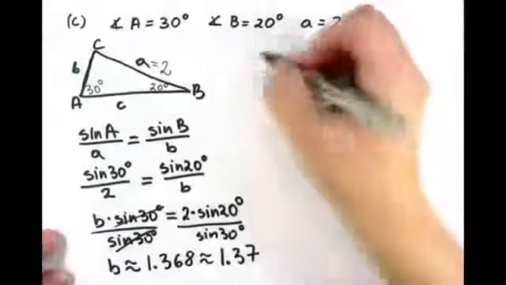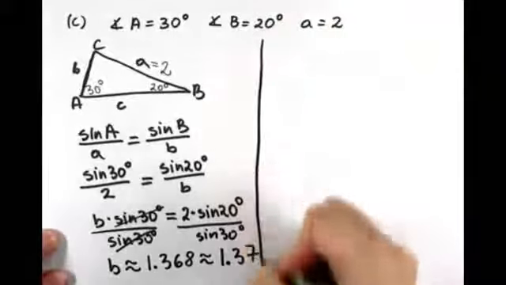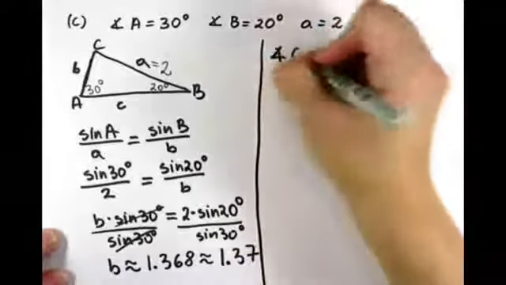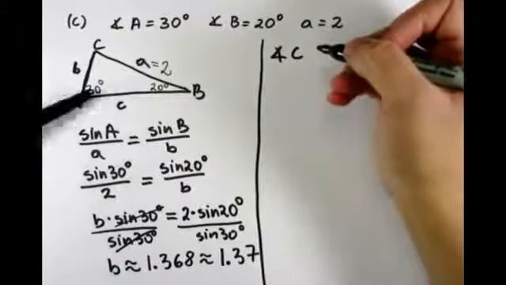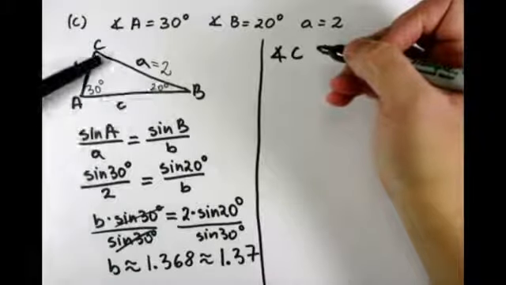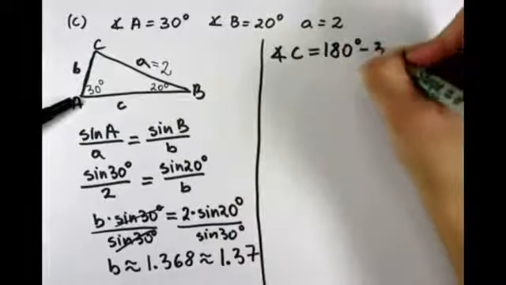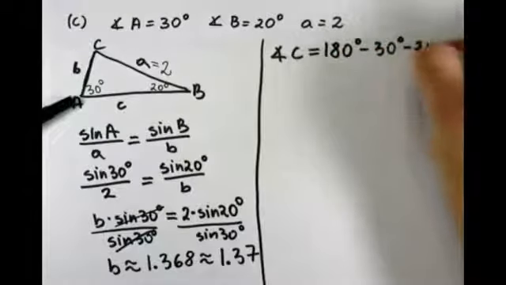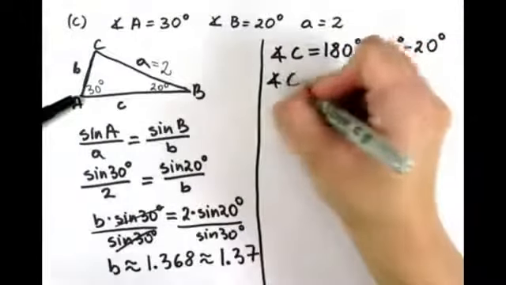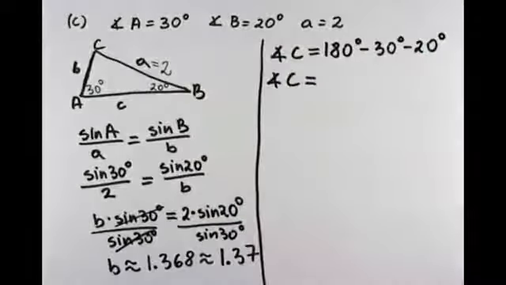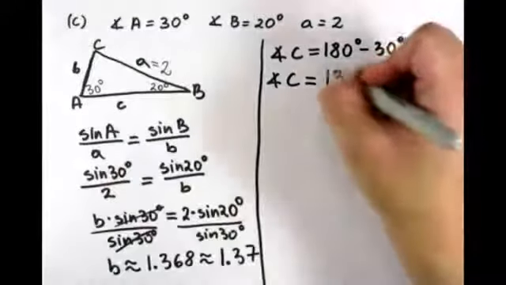Okay, and now we need to find the angle C first. So for angle C, we're gonna use that the sum of angles is 180 degree. So it's 180 minus 30 minus 20, which gives me 130 degree.